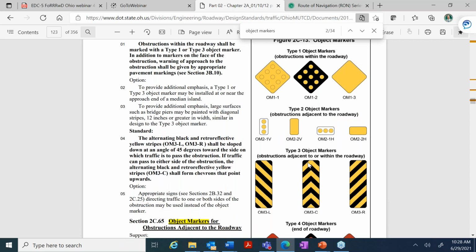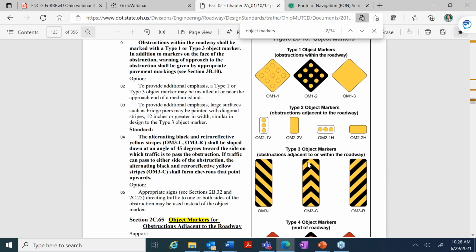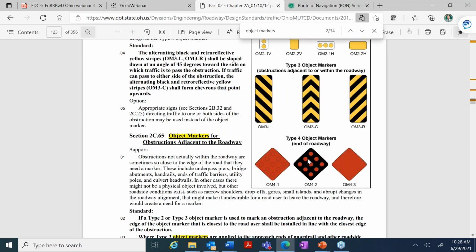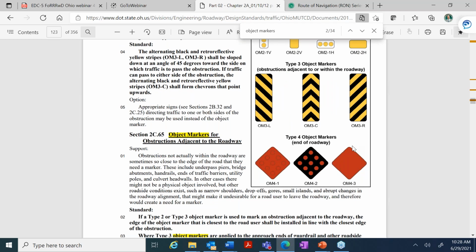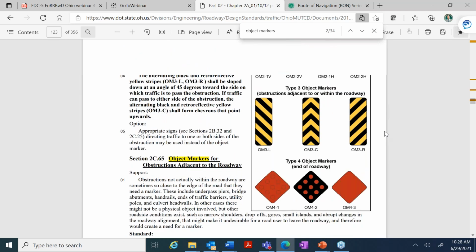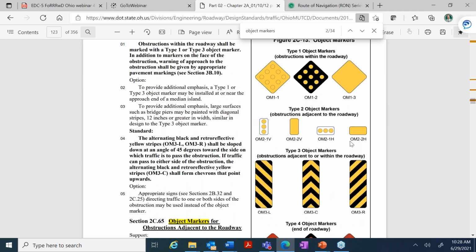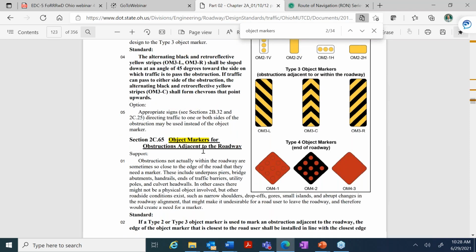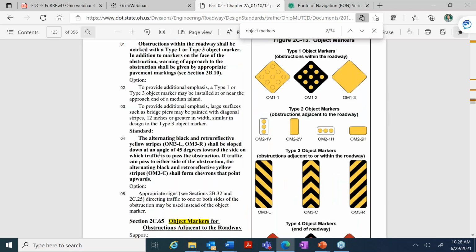And so you can read up, there's different colors. The red would be for the end of a roadway. So yellow is warning, but then we have different shapes and different things like that to read up on. So, the standard of the alternating black and retroreflective yellow stripes is the OM3-L.